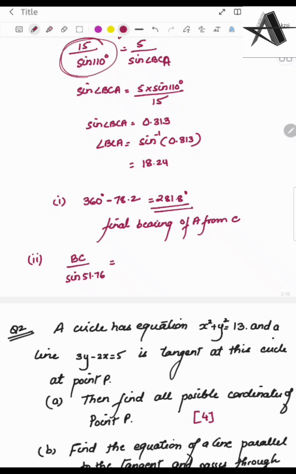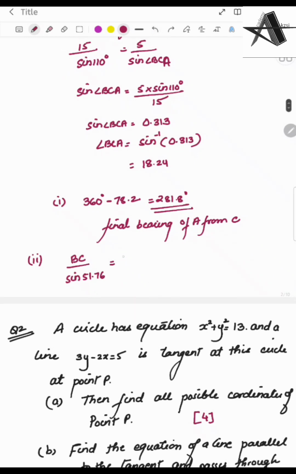I can take this one. We have seen 15 kilometers over sine of angle 110 degrees. From here, on rearranging, BC is equal to 15 into, it's a basic equation, a linear fractional equation to solve. After rearranging, I'll get 15 into sine of 51.76 over sine of 110 degrees.